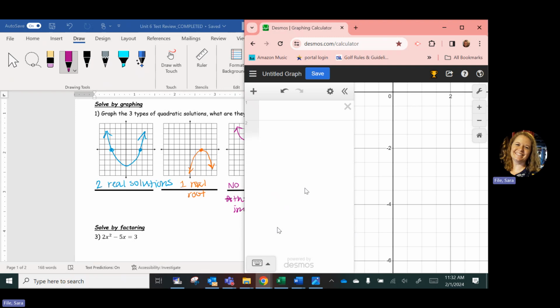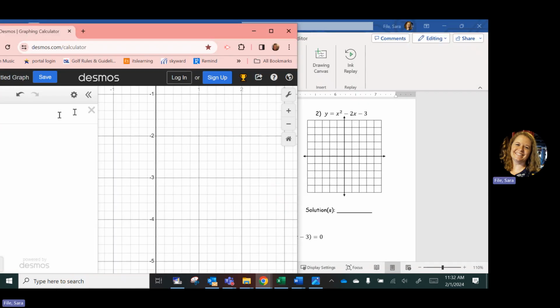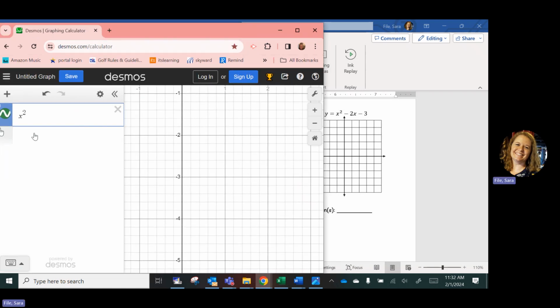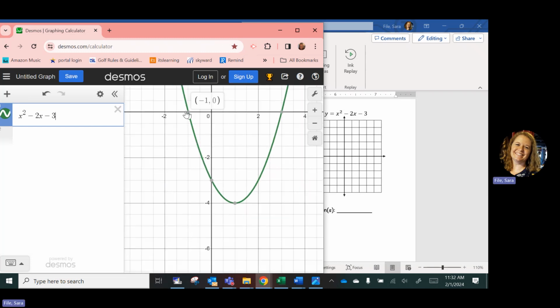Okay, so I'm going to get my Desmos, type in my equation. Remember, we just have to have it in y equals or equal to 0. This one says y equals instead of 0 equals. That's fine. We're just typing in this side of the equation. So x squared minus 2x minus 3. And I can zoom out and see here's where it crosses at -1 and at 3. My vertex is down here at 1, -4.